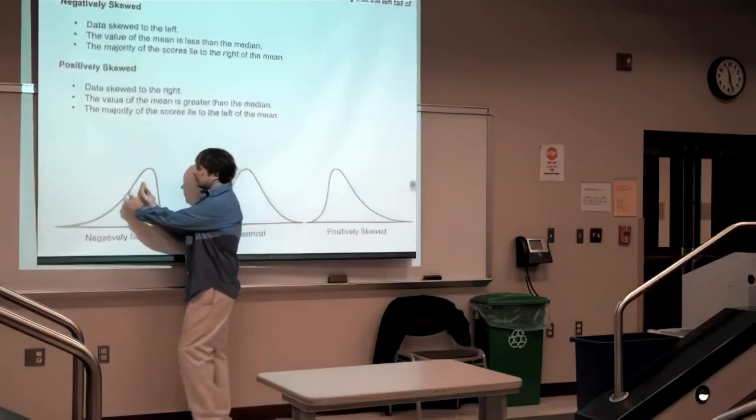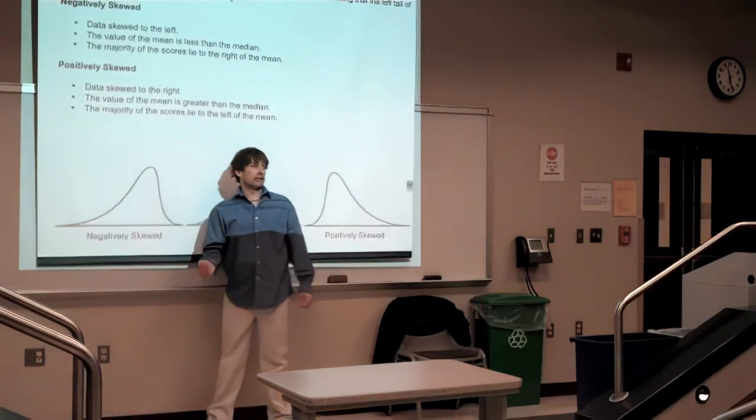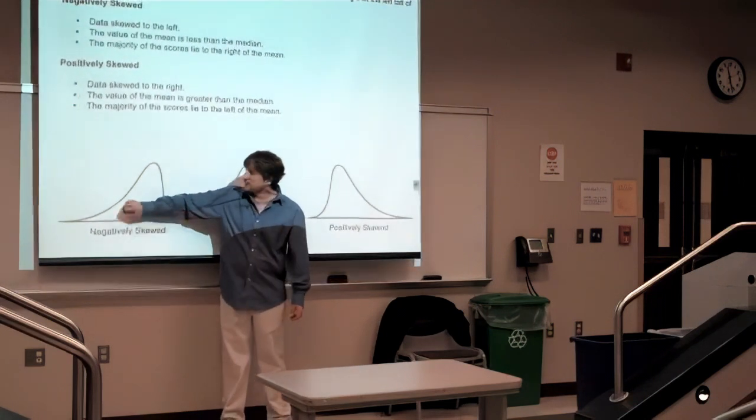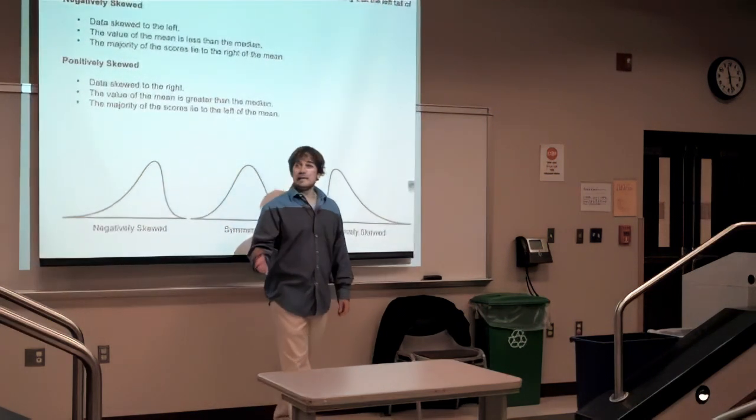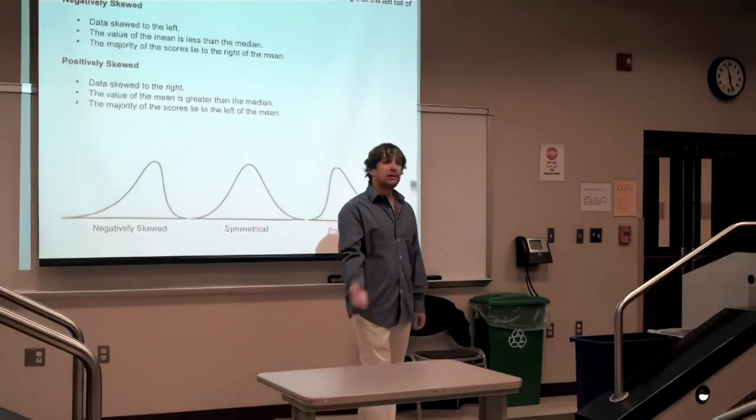So the mean is really going to get pulled out further than the median. So in this case, negatively skewed, the mean is going to be less than the median.